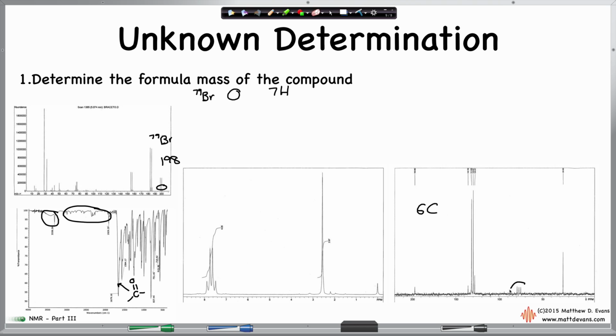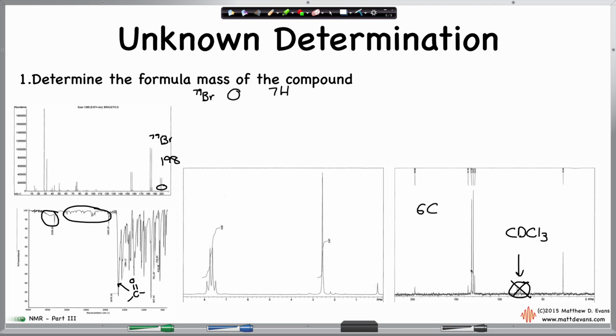By the way, this set of 3 peaks right here is not part of your molecule. If you see it, it's due to CDCl3. That's actually a strange thing that happens with deuterochloroform. So you just totally ignore this. It's not part of your compound. Whenever you see that set of 3 peaks there, ignore it. It's deuterochloroform. So 6 carbons that I can safely see.